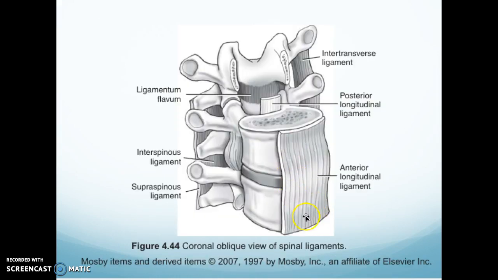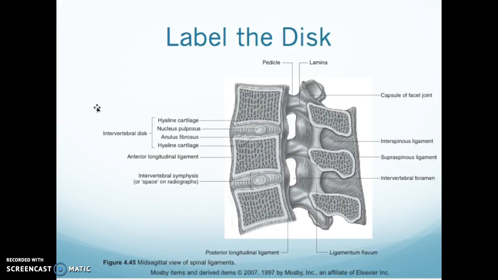Here's your anterior longitudinal ligament, your posterior longitudinal ligament. Then you have your intertransverse ligament, and you have your supraspinous ligament and your interspinous ligament. So in between each spinous process, you have your interspinous. On the outside, you have your supraspinous ligament, and then you have your ligamentum flavum that runs in between. So looking here, you have your body, you have your pedicle, you have your lamina, heading to the back, and your spinous process. And you have your interspinous ligament and your intervertebral foramen here.